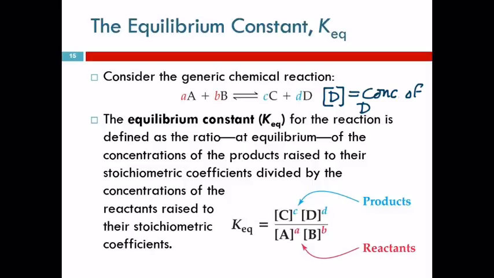So when we put the brackets around it, that means concentration of D, and the unit is moles per liter. We'll encounter moles per liter a little bit in this chapter. We haven't covered it yet. It'll be okay. We're going to come back to that, I think, in chapter 12. So this is how we calculate the equilibrium constant.